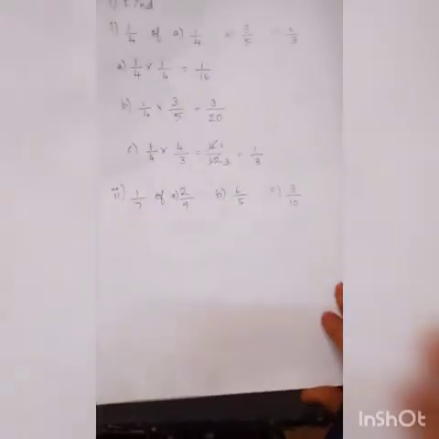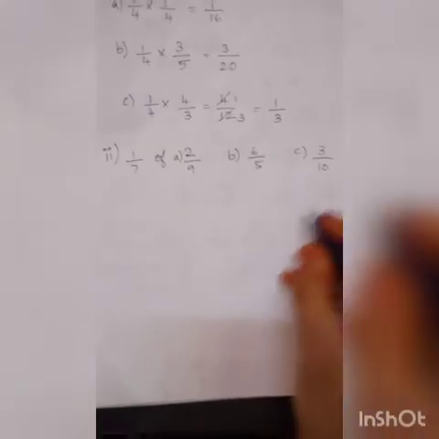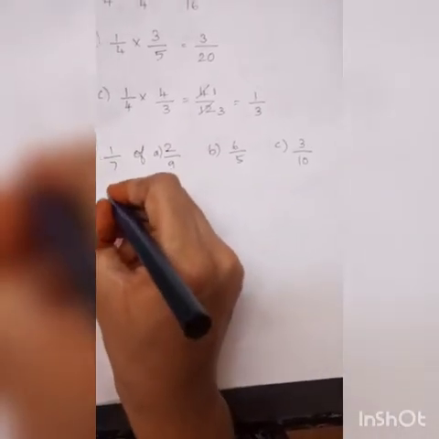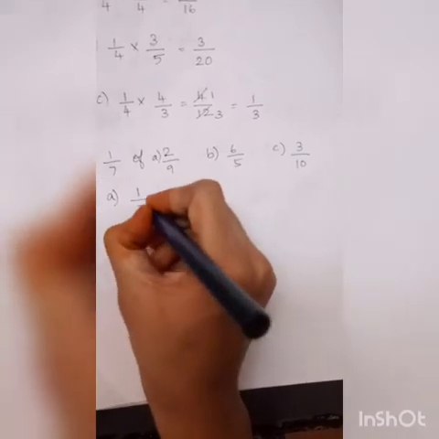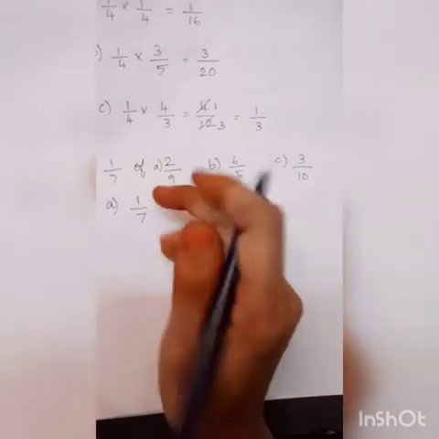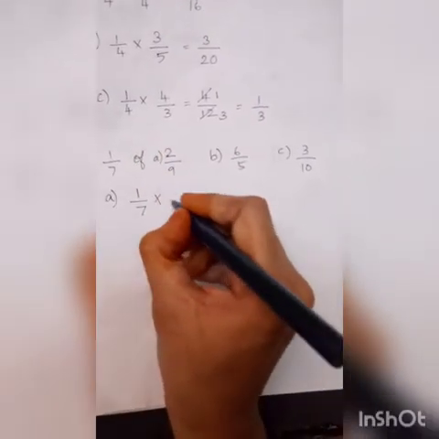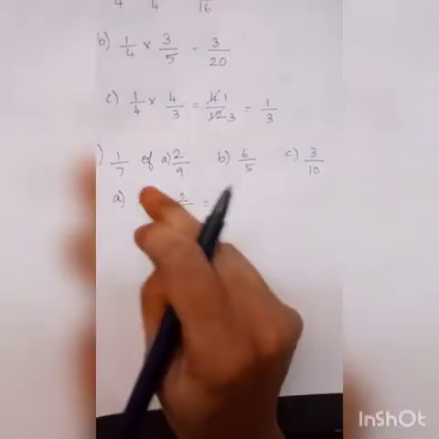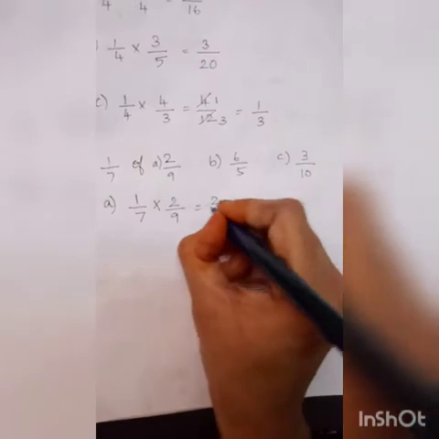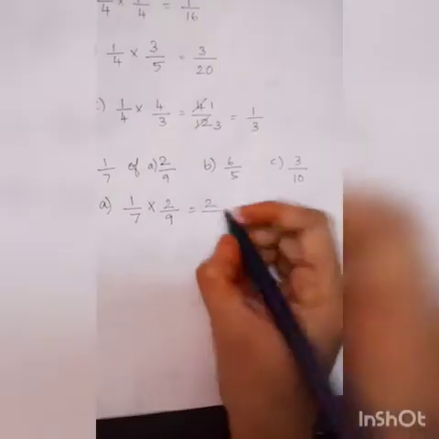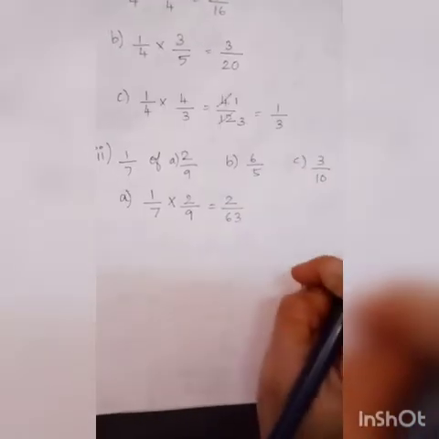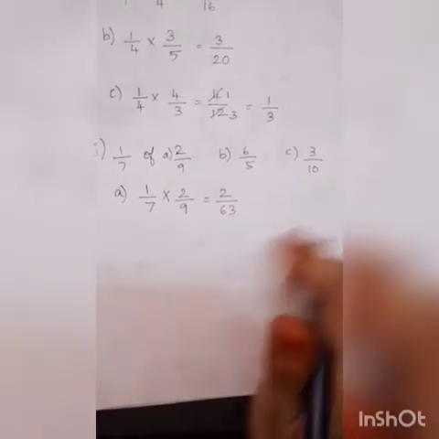Okay. Next, second subdivision. For the second subdivision also I am going to start with A. 1 by 7 of 2 by 9. Of means what? Multiplication. 2 by 9. Is it? 1 into 2, 2. 9 sevens are 63. Is there any possibility to cancel? No. So this is our answer.